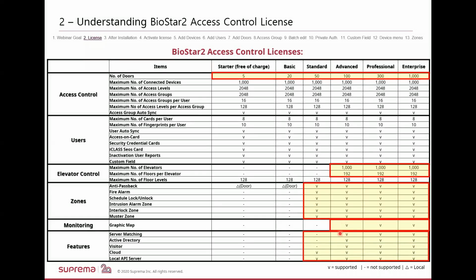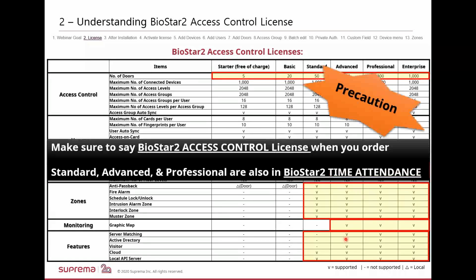More additional features at the standard license, which is server matching, Active Directory, visitor, cloud, and if you want to use our old or former local API. All those are available from standard. I'm sorry, I have a small mistake here. The server matching and Active Directory are from the advanced. I will correct this in the slide before publishing it.